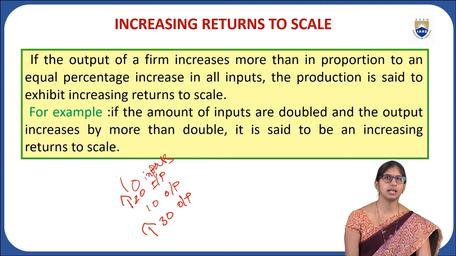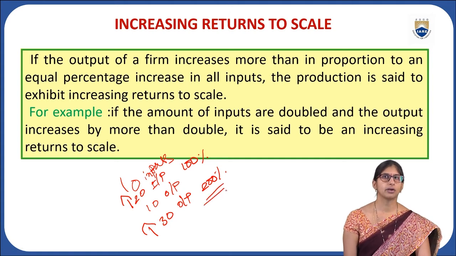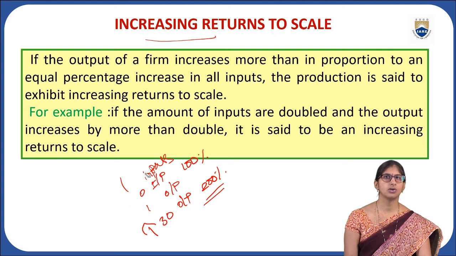So what is the change in inputs and what is the change in output? There is a 100% increase in input, and a 200% increase in output. With a 100% increase in input, we are getting a 200% increase in output. Then we call it increasing returns to scale. So if the inputs are doubled and the output increases by more than double, we call it increasing returns to scale.